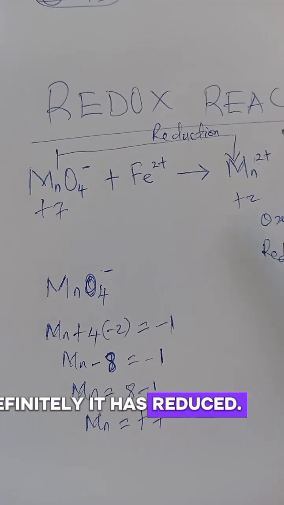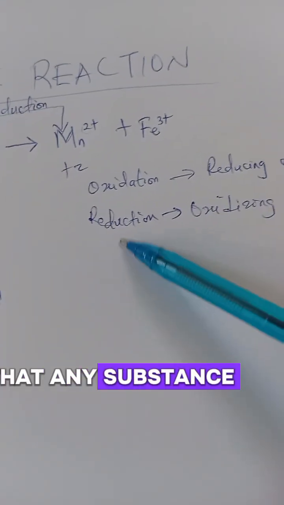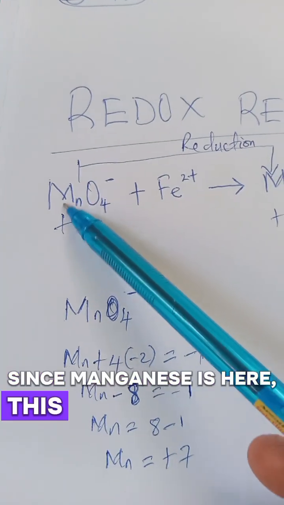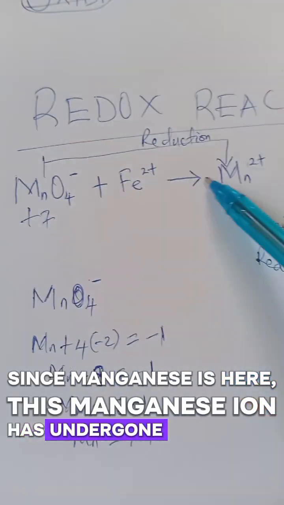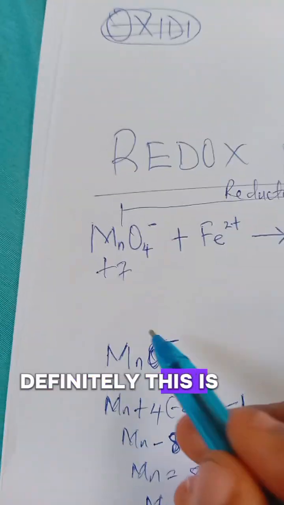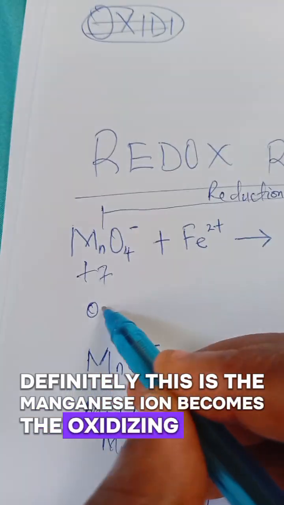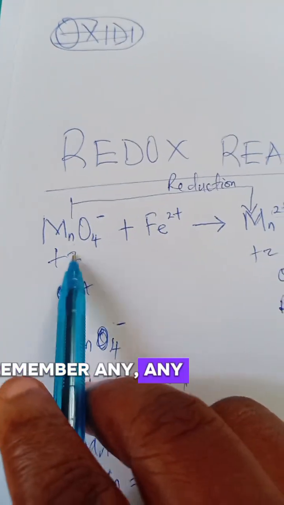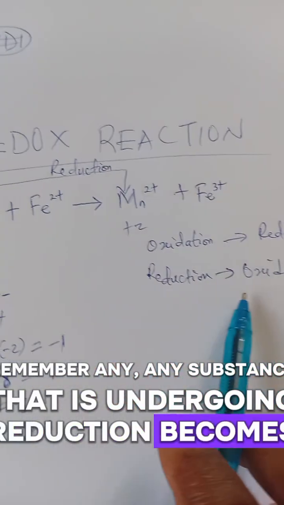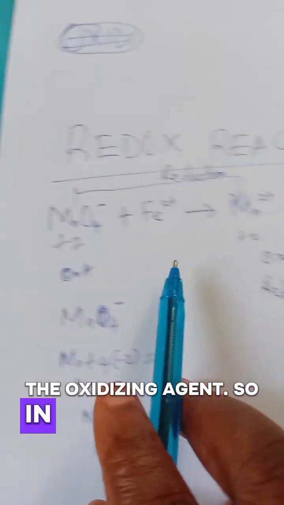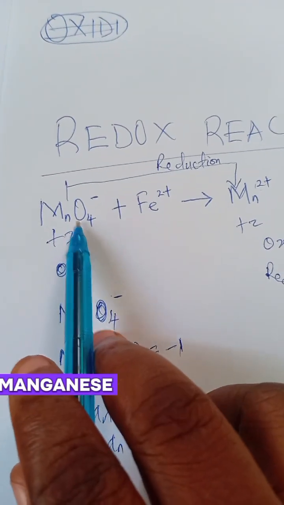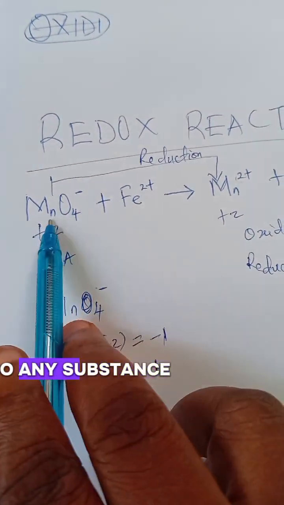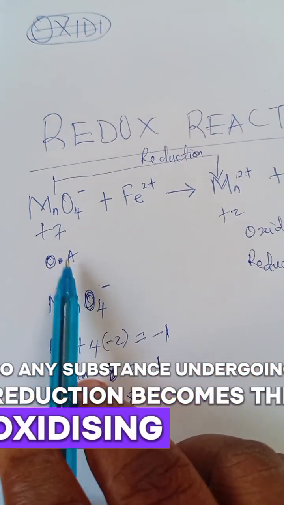Definitely it has reduced. Remember what I told you, that any substance that undergoes reduction becomes the oxidizing agent. Since manganese here, this permanganate ion, has undergone reduction, definitely the permanganate ion becomes the oxidizing agent. Please take note. Remember, any substance that is undergoing reduction becomes the what? The oxidizing agent. So in this reaction, the manganese 7 ion was reduced to manganese 2. So any substance undergoing reduction becomes the oxidizing agent.